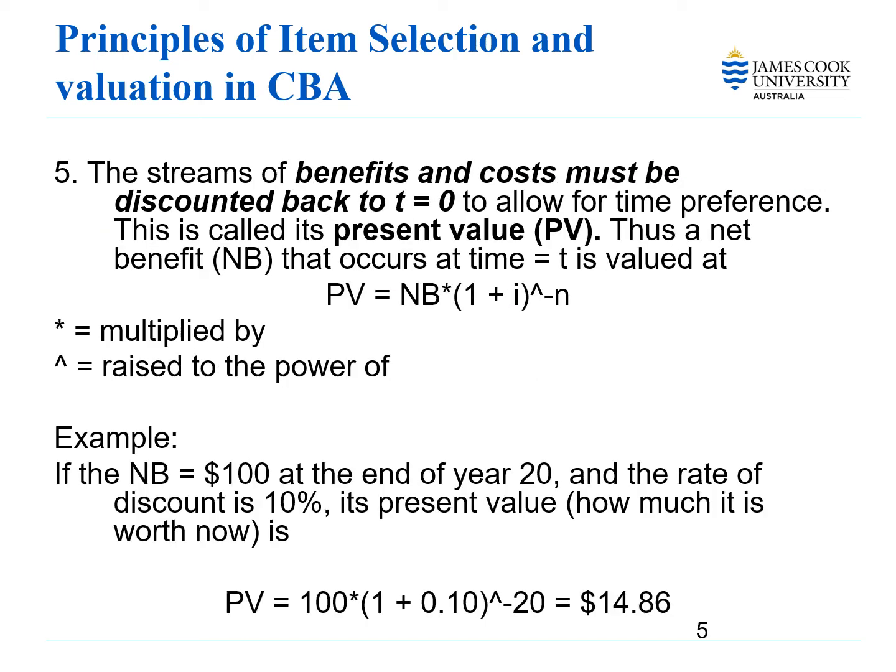All right. Fifth, the streams of benefits and costs must be discounted back to time 0 to allow for time preference. So this formula, we will talk more about this discounting in the next topic. But this formula is very important. It's the workhorse for computing NPVs.